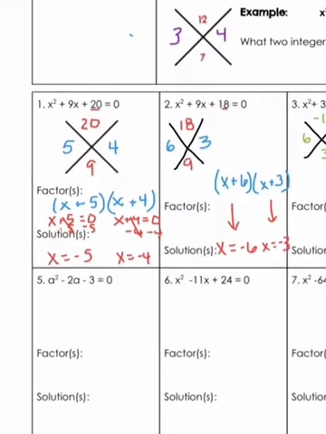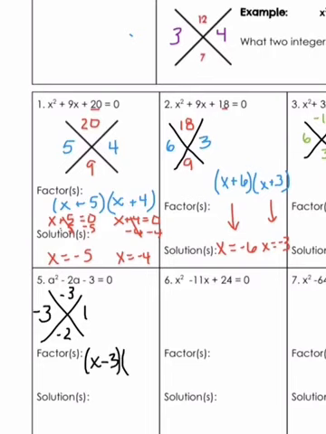Couple more. We've got what multiplies to negative 3 and adds to negative 2. So we have 3 and 1. 3 times 1 is 3. And we need to combine those together to get negative 2. So that 3 must be negative. Those factors are x minus 3 and x plus 1. So your solutions are x equals 3 and x equals negative 1.